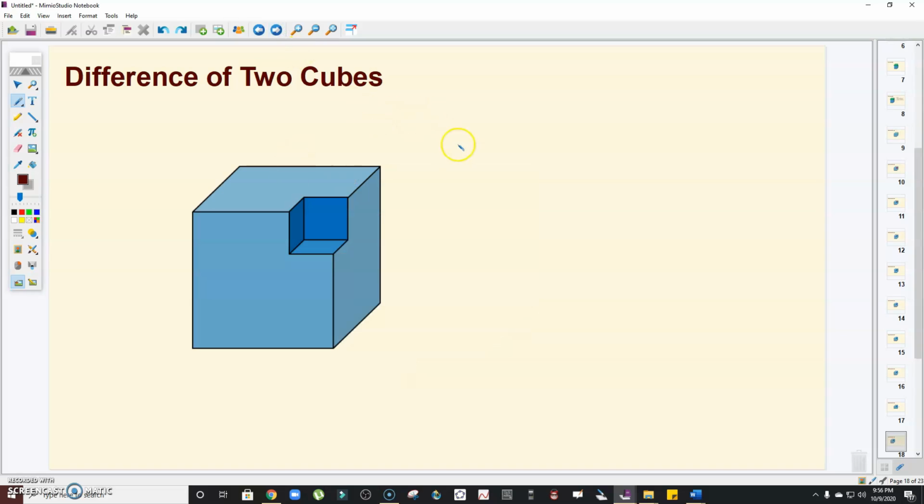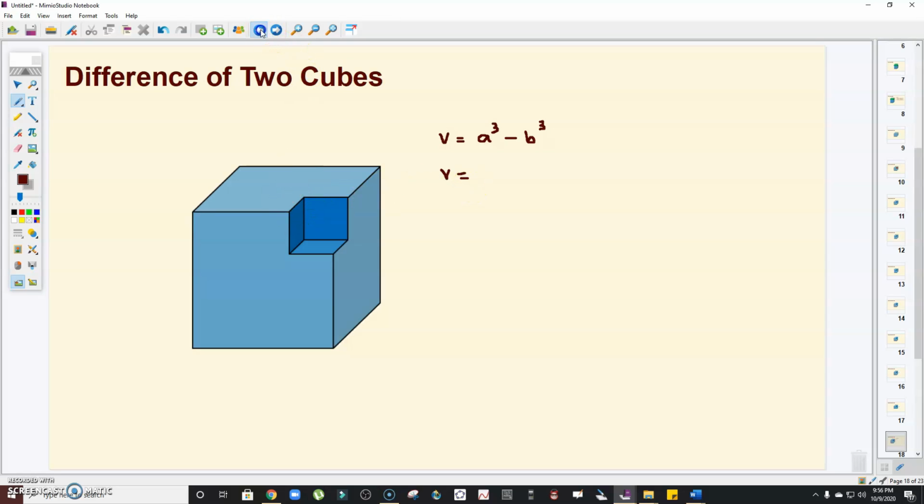What do I mean? Again, the volume that we consider is the larger one, or the blue one, minus the volume of the smaller cube, or the red one, which is A minus B. Take note. To do that, we divide the solid into three prisms.